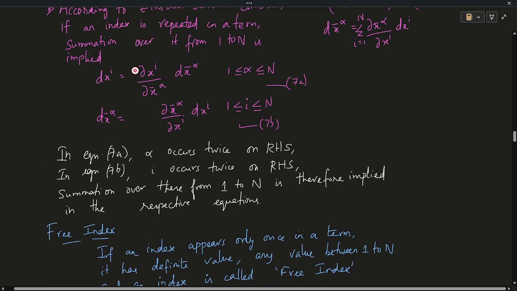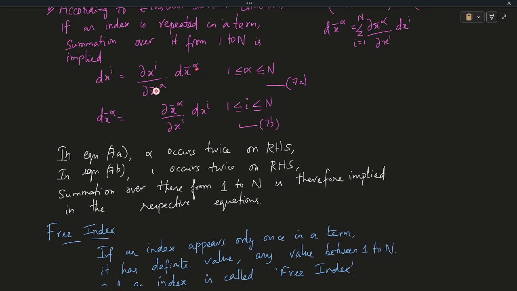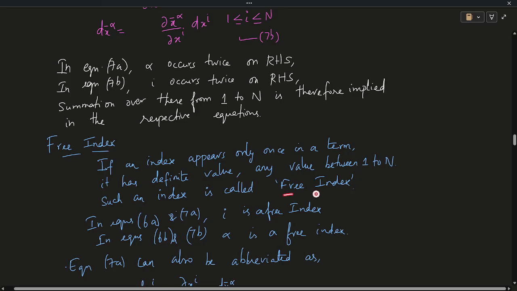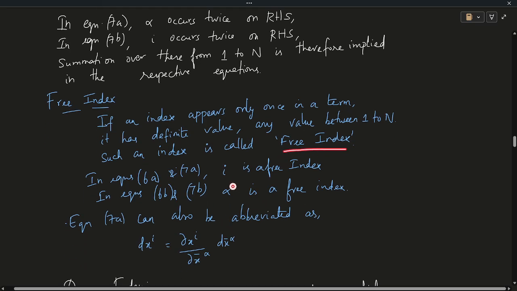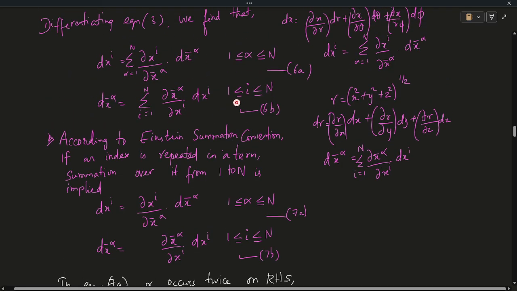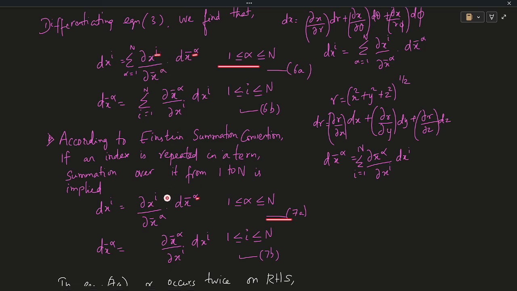For reference, let us take 7a. Here, i stands only one time on the right hand side, whereas alpha repeats itself. So i is the unique one. This index, which occurs independently, we can call a free index. In both these equations 6a and 7a, you see alpha as the repeating one, so i is the free index.